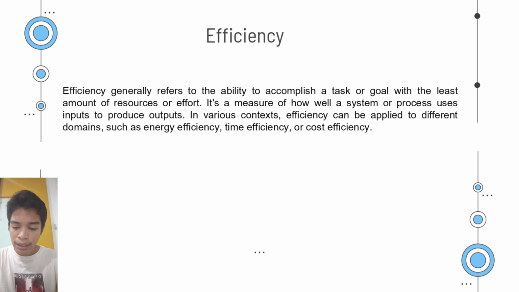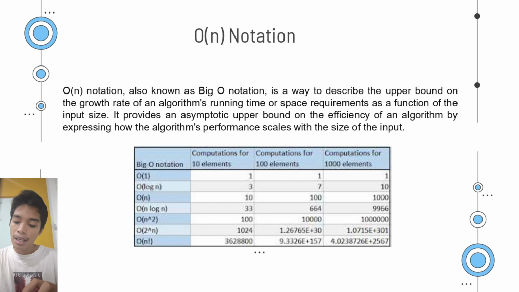In various contexts, efficiency can be applied to different domains, such as energy efficiency, time efficiency, or cost efficiency. Okay, these are the definitions. Now we're gonna talk about big O notation. We're gonna explain big O notation.